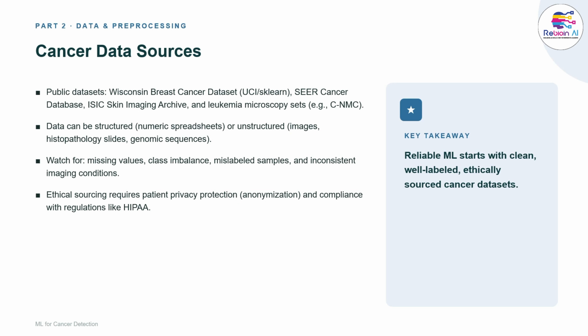Let's just think of these data sets like ingredients in a recipe. Wisconsin gives you the numeric ingredients for breast cancer. ISIC, the visual ingredients for skin cancer. CNMC, the visual ingredients for blood cancer. That is, good results start with good and clean ingredients.